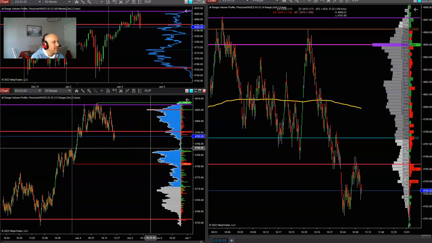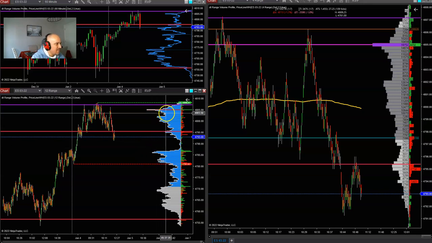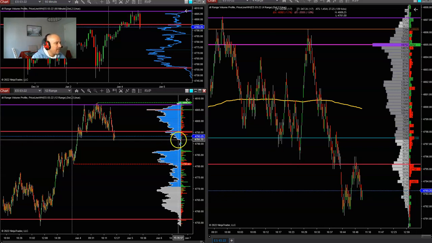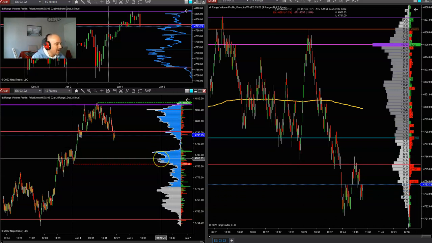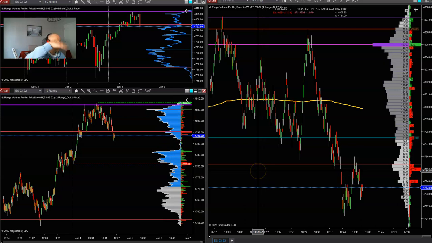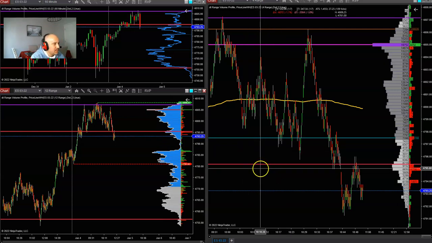Because I've said it so many times in the past, price loves to move from a high volume area, through a low volume area, to the next high volume area, or from a high volume area through a low volume area back up to a high volume area. It just depends on which direction price is moving. So just be careful.